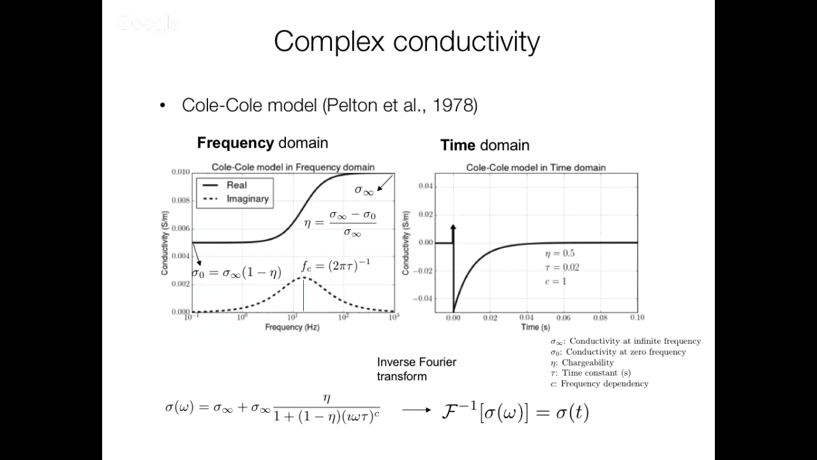The change in what's happening as a function of frequency is often written like this. It's sort of a Cole representation. Eta is that intrinsic chargeability that we talked about, so that is actually going to go from 0 to 1. Tau is a time constant, and C is another factor that is used to help describe this.